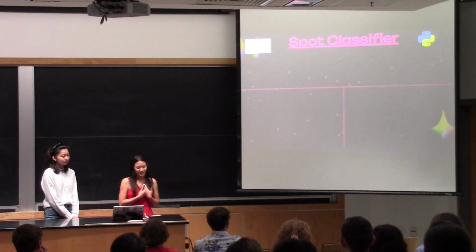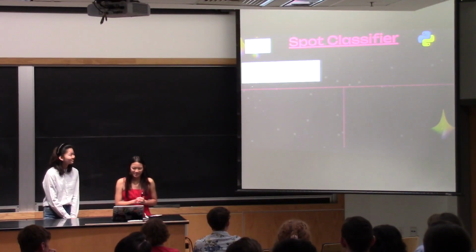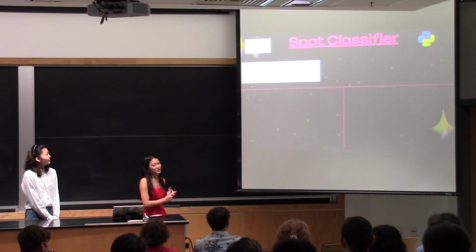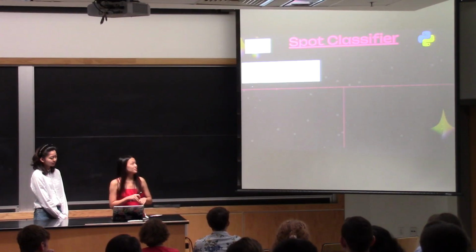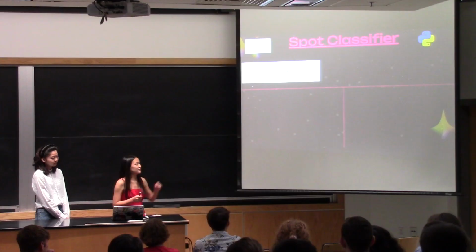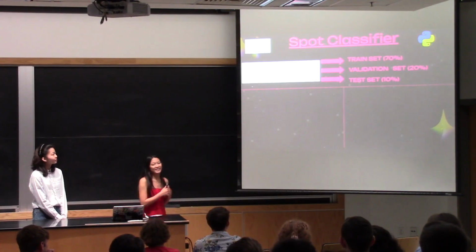So this is how my program works. First, I labeled thousands of stars based on whether they had one spot, two spots, or were trash. Then I fed those labeled images into my program, and it split the data into three categories: train, validation, and test.